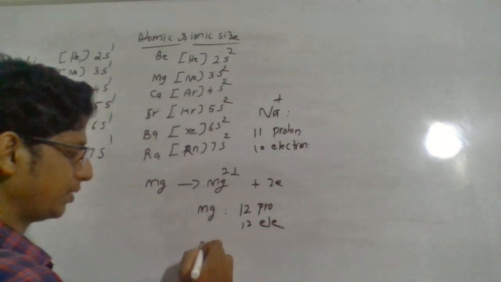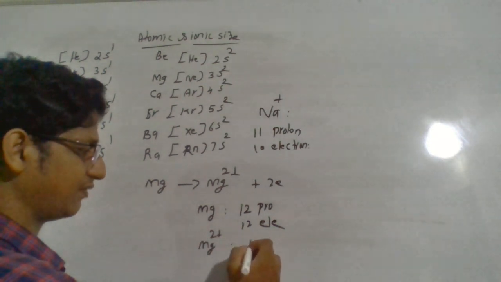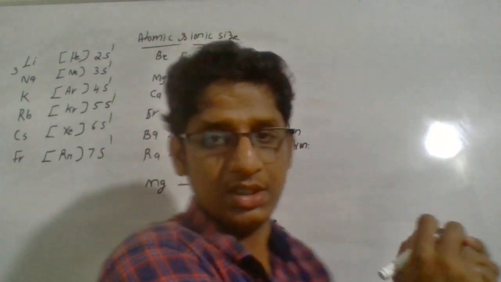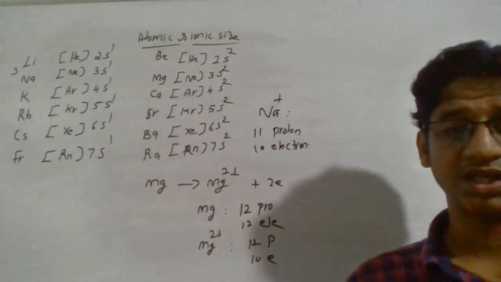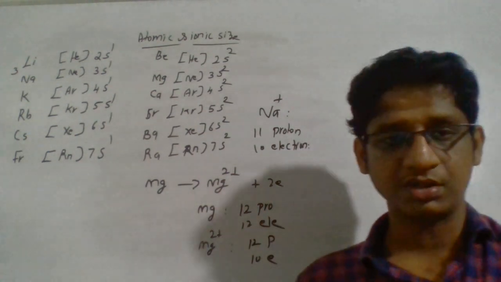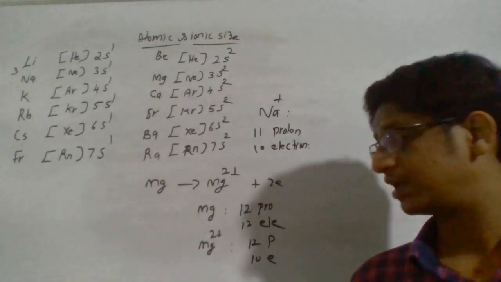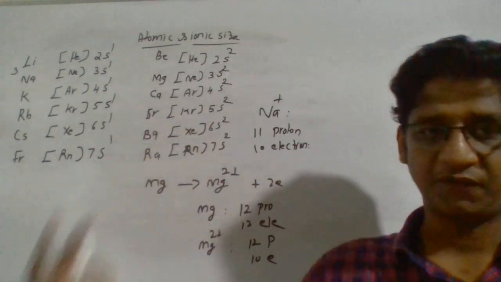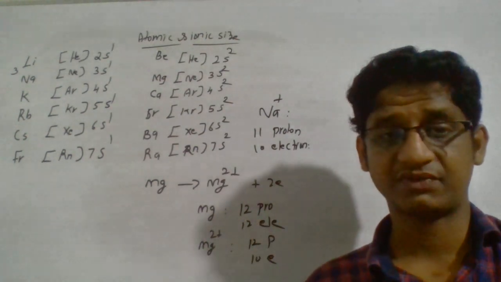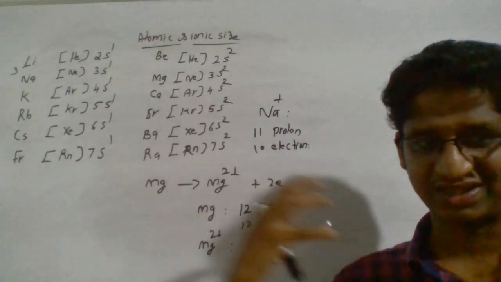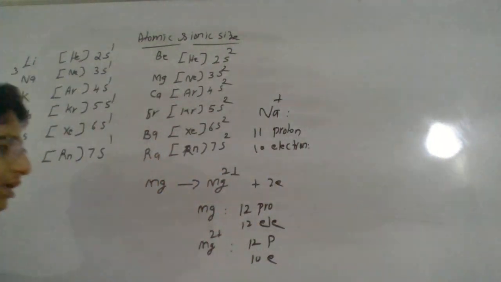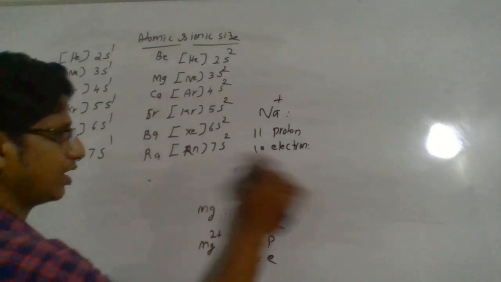Talk about Mg2+, it has 12 protons and 10 electrons. Here you will see the effective nuclear attraction again increases. So that's the point. If you talk about cations, they generally have a lower size because the effective nuclear attraction experienced by the electrons increases in the case of a cation, so they are always attracted inwards, so the atomic size decreases.